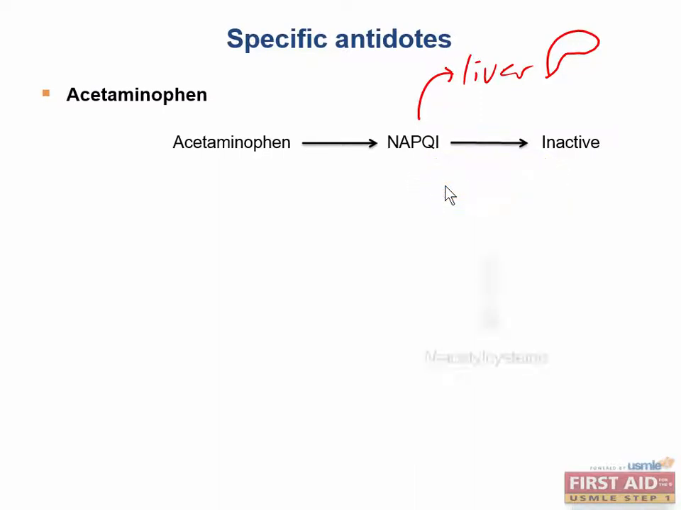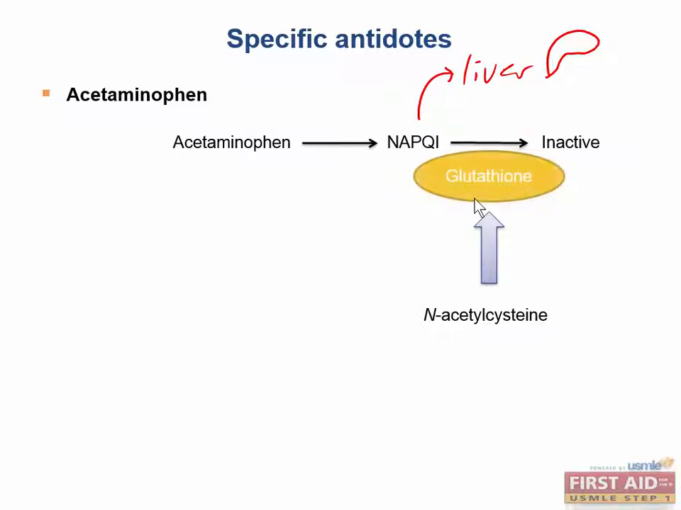N-acetylcysteine is going to come to the rescue. N-acetylcysteine is a metabolic precursor for our glutathione and therefore can be administered to restore our glutathione levels and prevent NAPQI-induced hepatotoxicity. Interestingly, this N-acetylcysteine can also be used as a mucolytic in diseases such as cystic fibrosis. Like I said earlier, the exact mechanism is not going to be as important for test day, but it may be useful to remember why a certain treatment is used.